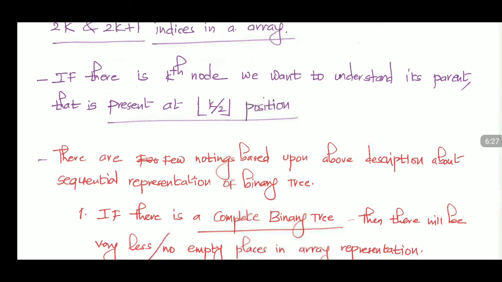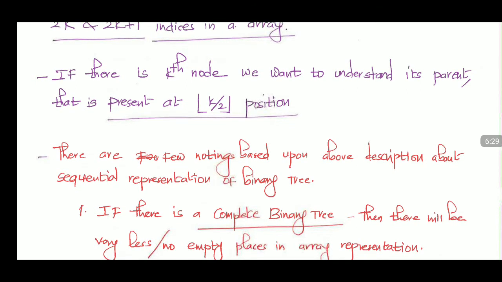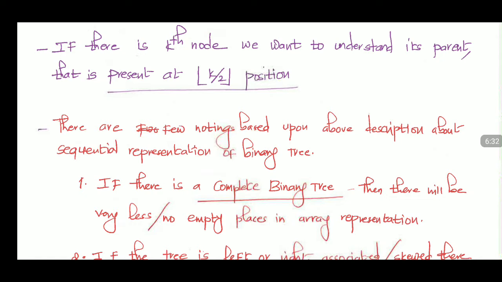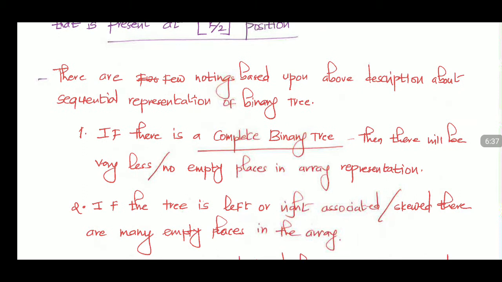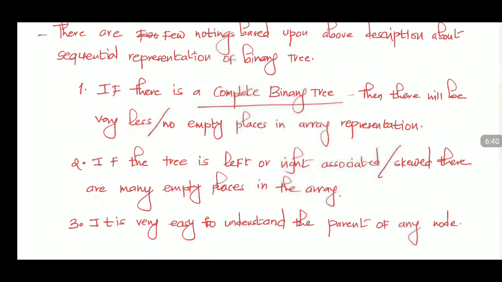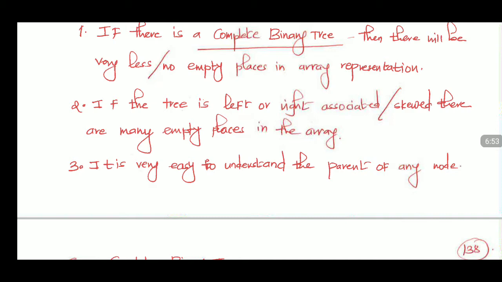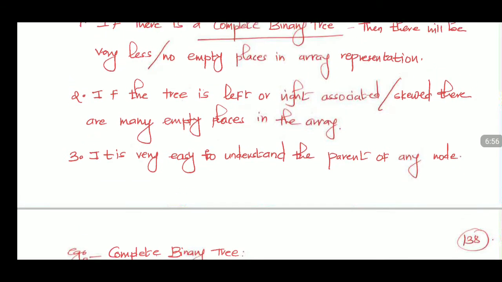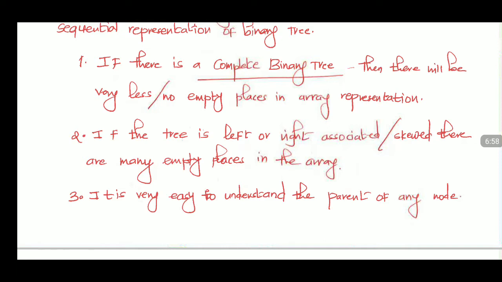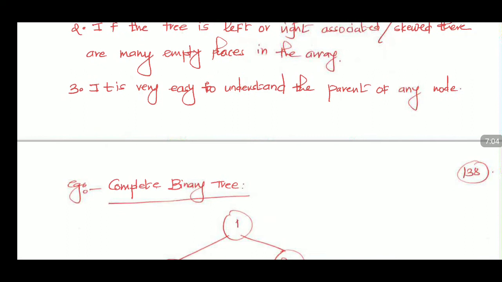There are a few notings based upon the above description. If there is a complete binary tree, then there will be very few or no empty places in an array representation. And if the tree is left or right associated, or a left or right skewed tree, then there are many empty places in the array. It is very easy to find the parent of any node. Basically, these are the three different things that one can note from this sequential representation.